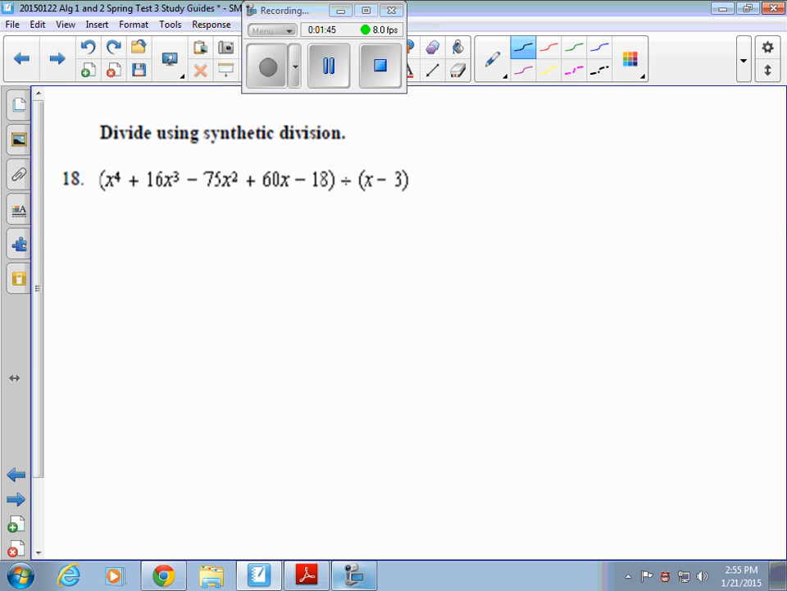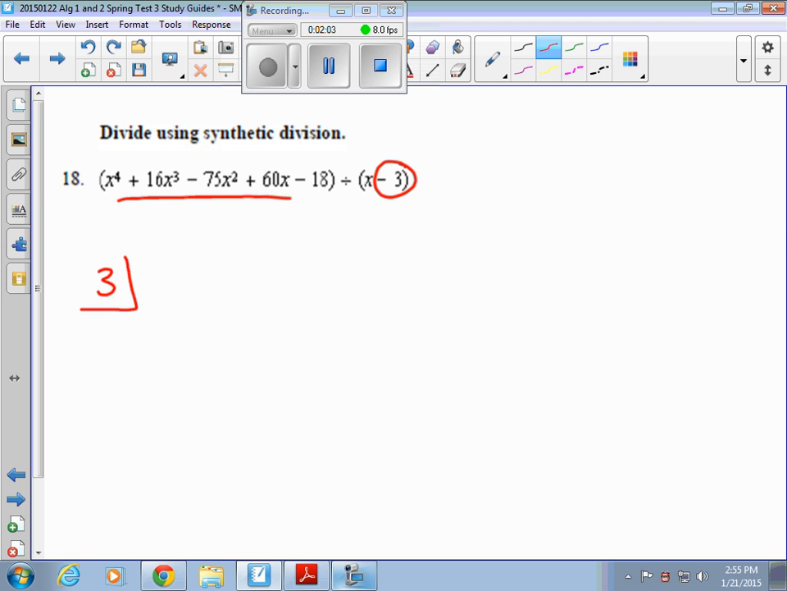18 says to divide using synthetic division. You're dividing this long polynomial here by the binomial x minus 3. Remember, you use the opposite of what it says here. It says negative 3 or minus 3. So we're going to divide by positive 3.